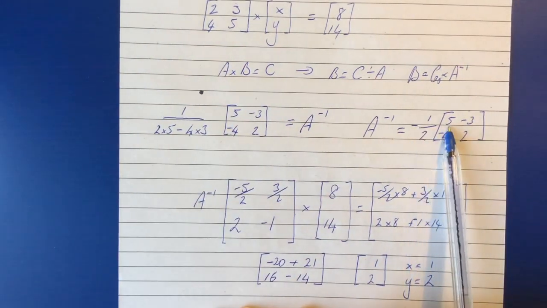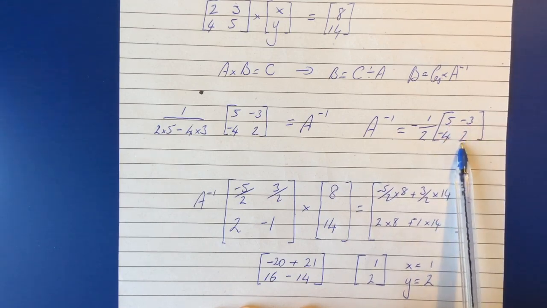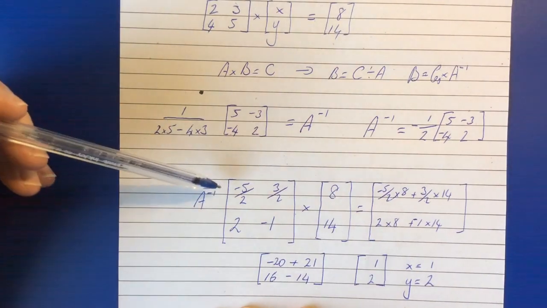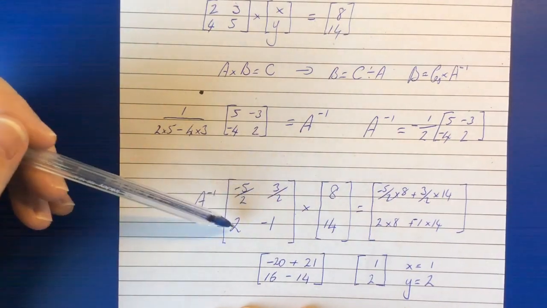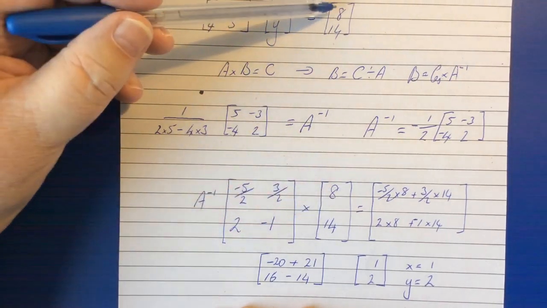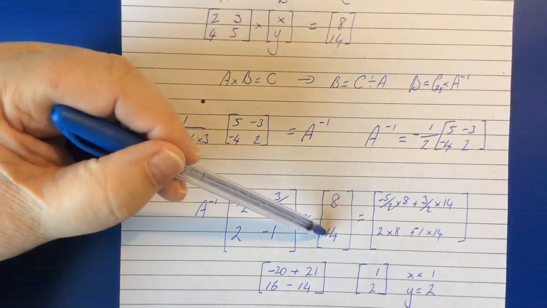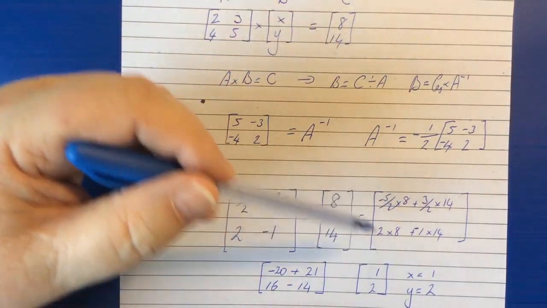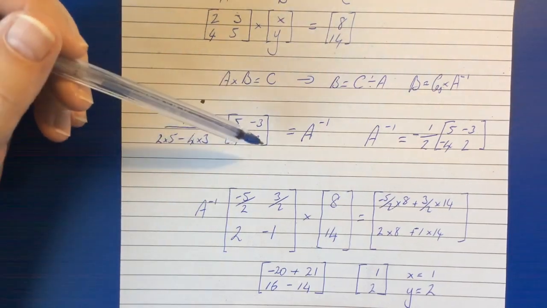It's negative 1/2 times 5, negative 3, negative 4, 2. And that gives us the following. Negative 5 over 2, 3 over 2, 2, and negative 1. And if we multiply that by C, which was this matrix up here, 8 and 14, we will wind up with solutions for these two equations.